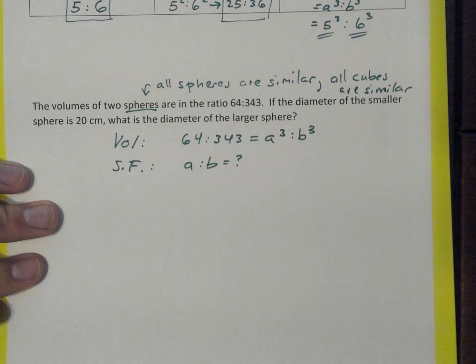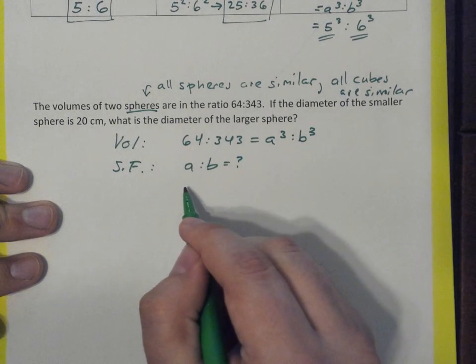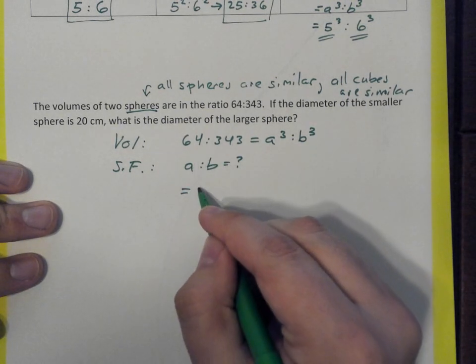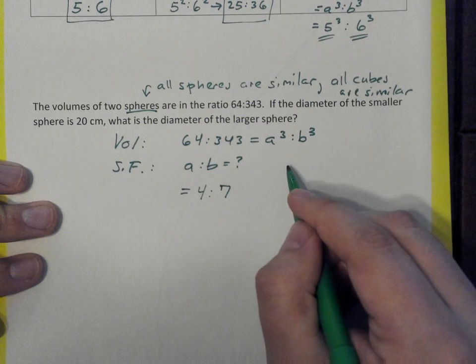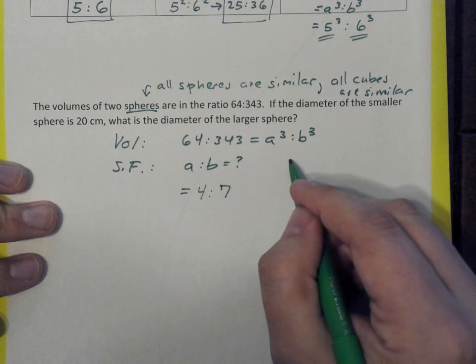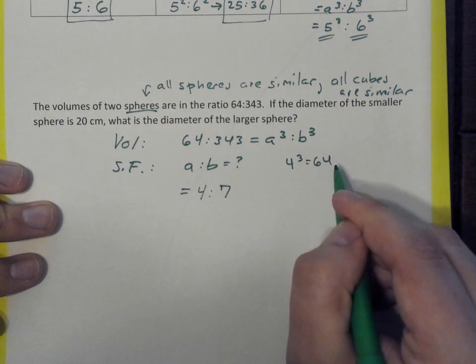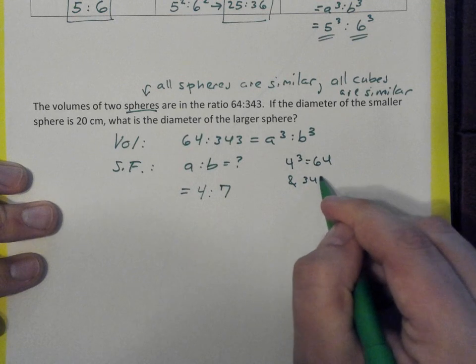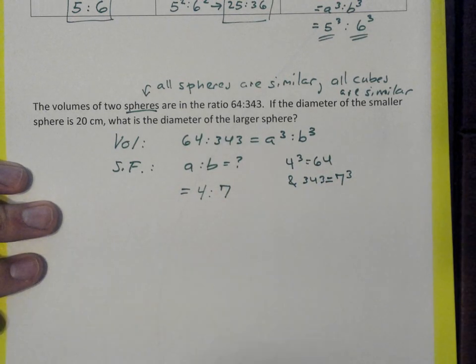Well, again, you can cube root these numbers. If you followed along with the last example, you should be able to pull out that 64 is 4 cubed, 343 is 7 cubed. And I'll write that over here for a little bit of clarity. 4 cubed is 64, and 343 is 7 cubed. I wrote that in bad order, sorry, but you've got to know what those are cubes of.